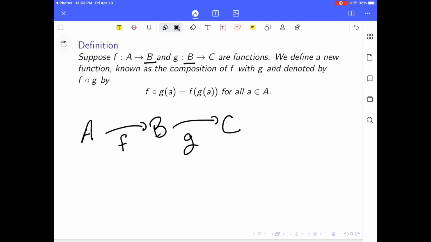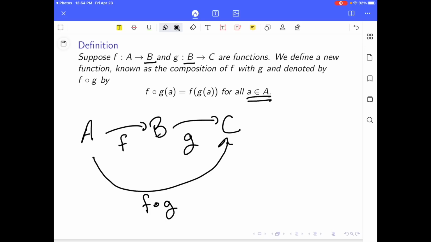But then if we were to forget that B was there altogether, then we would have one function from A to C. And that function is known as the composition of f and g. In other words, f composed with g. That's how you would say that. And we define that new function as follows. We'll say f composed with g evaluated at a is equal to f evaluated at g of a. And that's going to be true for all a in A.